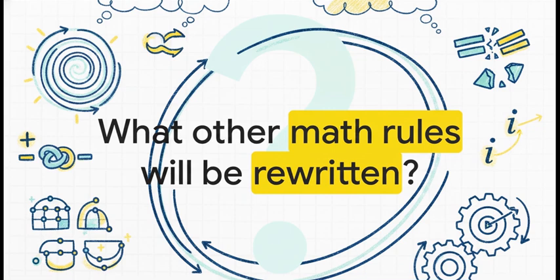It really makes you wonder, if inventing a new, fake number can actually build the modern world we live in today, what other mathematical rules out there are just waiting to be completely rewritten?